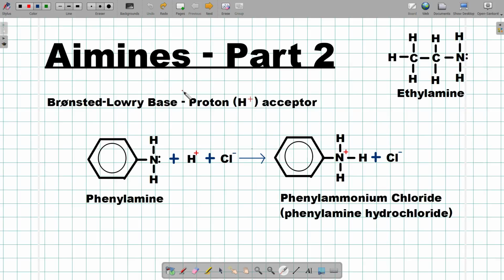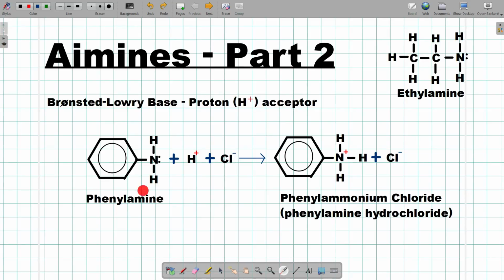The first thing I'll say about amines is that they're bases, and you might have guessed that from the last video. I don't think we mentioned it though. If they're going to be called anything, they're Bronsted-Lowry bases. So a Bronsted-Lowry base is just a proton acceptor. A proton, being a hydrogen nucleus, is a proton.